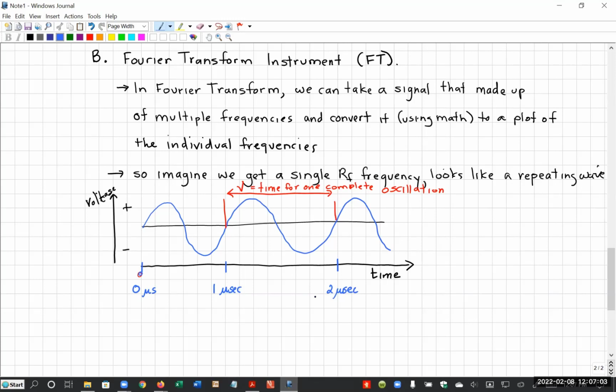And so what we see is that the time for one complete oscillation, so the frequency is equal to 1 over 1 microsecond, right? So it equals 1 million per second. Does that make sense? Equals 1 million hertz. Okay? I want you to just visualize that, right?